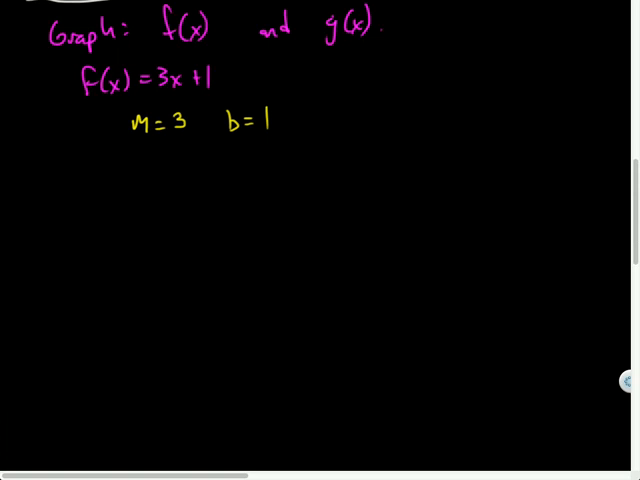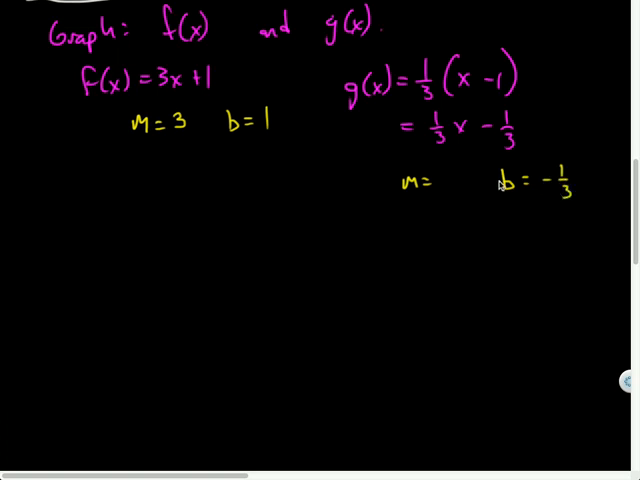For function g of x, I'm going to have to do a little bit of work to it. It was 1/3 times x minus 1 in parentheses. So that's the same as 1/3 x minus 1/3 if I distribute that 1/3. So what is my slope and y-intercept in that case? It's not as nice, but we'll still accept it. -1/3. Right, so that's the value of b, the y-intercept. And the slope?